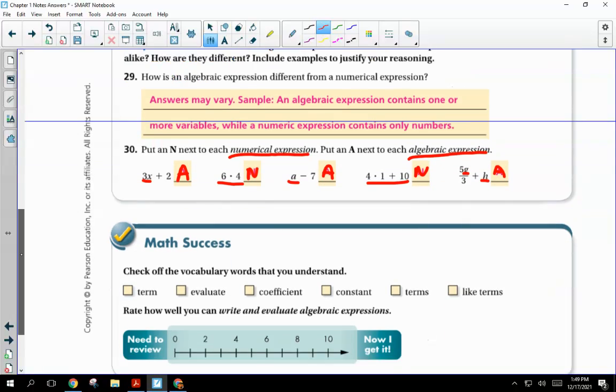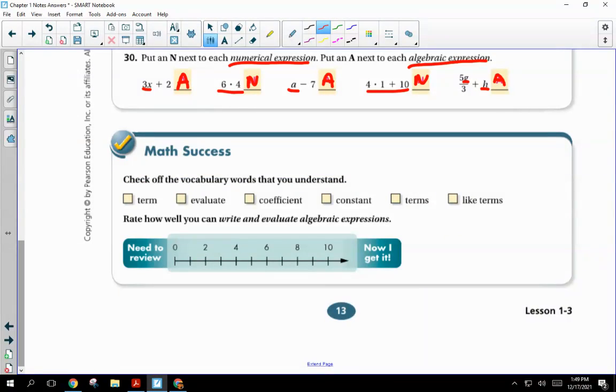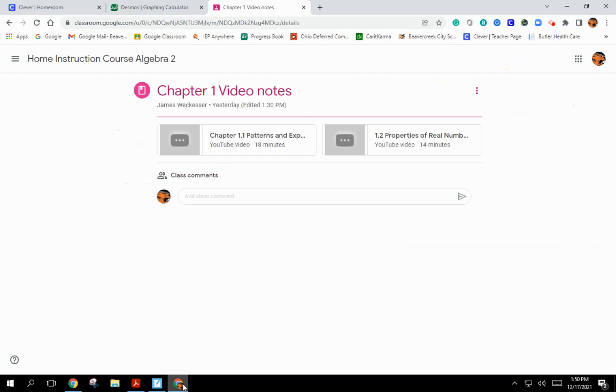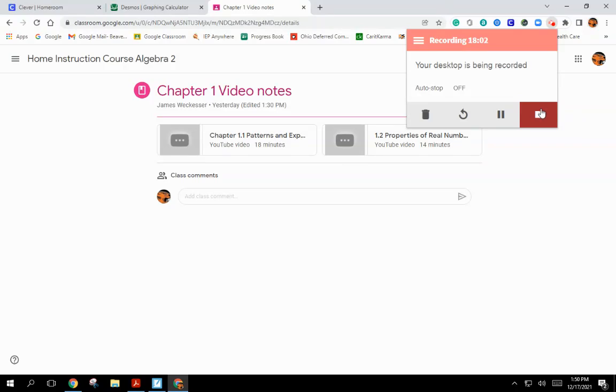And then math success down here. Check out the vocabulary words that you understand. Term, evaluate, coefficient, a number attached to something. Constant is not attached. It's a number by itself. A term, and like terms. And then you're going to rate yourself. How much did I get this unit? Did I understand it? So I'm going to stop this, and I'll see you next chapter.